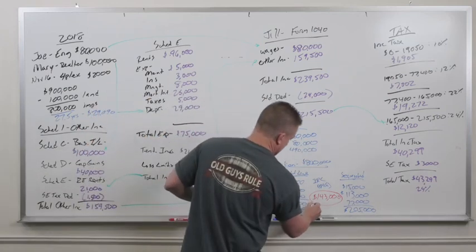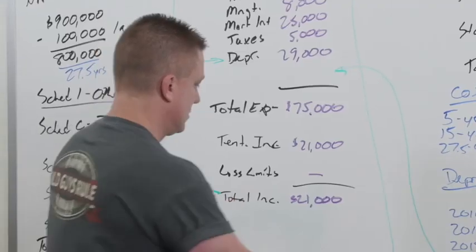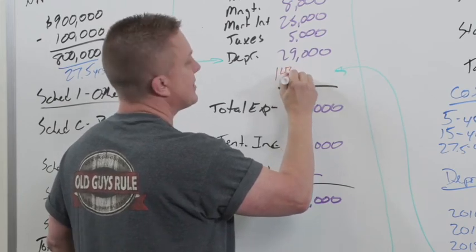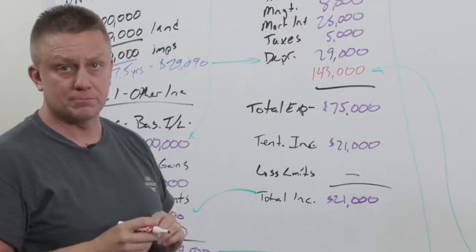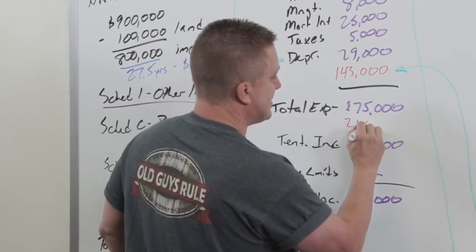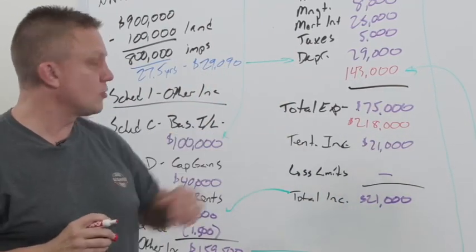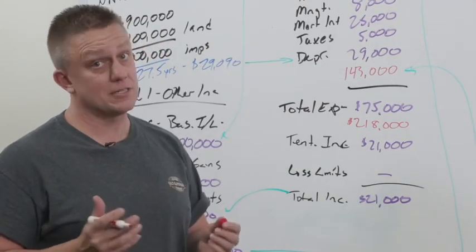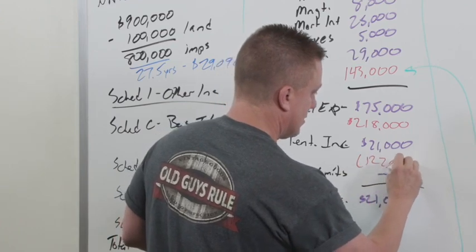All right, so now that I got it all laid out, let me show you what this does. We take this $143,000, we're going to bring it over here, and we're going to plug it in right there. So now on the 2018 return, we have an additional $143,000 in depreciation expense against income. If we add the 143 to the 75, we end up with $218,000 in depreciation now, or in total expenses. If I take that 218, I subtract that from the 96,000, Joe and Mary lost $122,000.